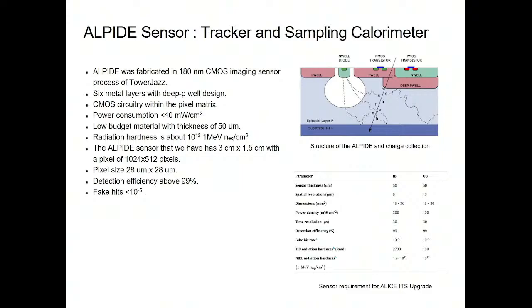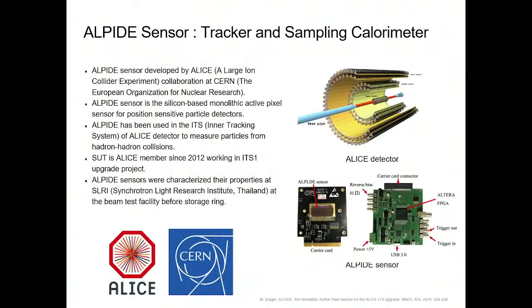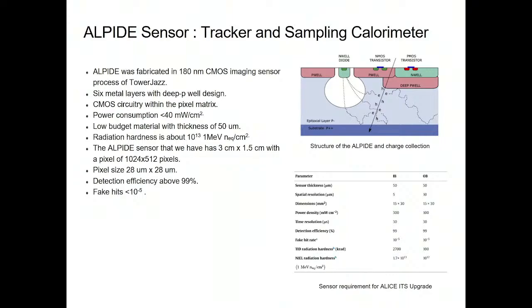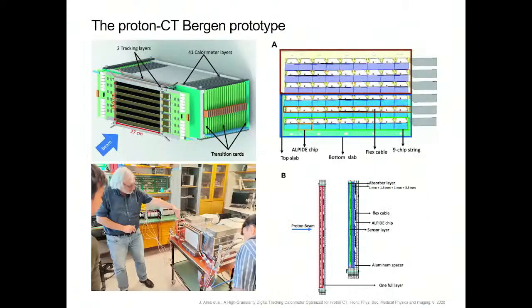You can see the size of the sensor here is only, for example, this sample is 3 centimeters times 1.5 centimeters, and there are 1024 times 512 pixels here. The pixel size is 28 times 28 microns. It also has high efficiency, 99%, and a small fake hit rate. This sensor was thought to be part of the prototype of the PCT to track a particle.